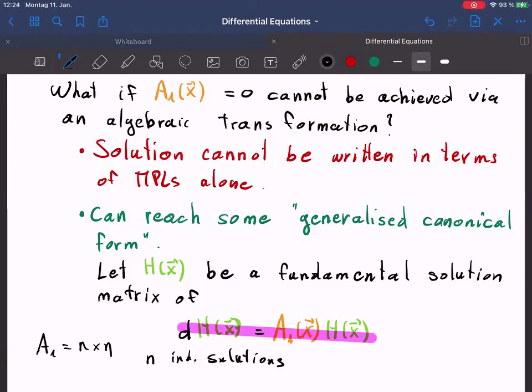So there's a basis of solutions H1 to Hn, and I combine them into this matrix that I call H. I have n independent solutions to the system, and I combine them into a matrix. Note that this matrix is nothing but the matrix that you would have gotten from path-ordered exponential.